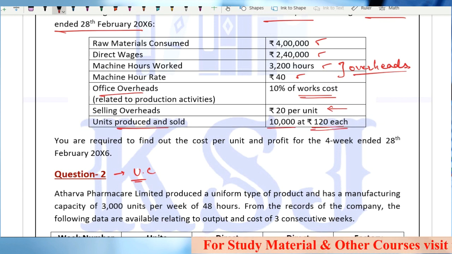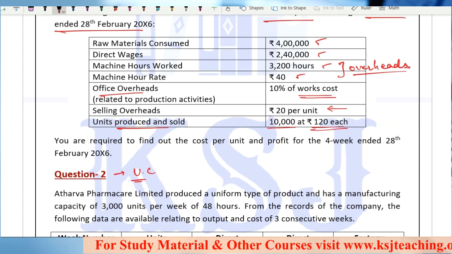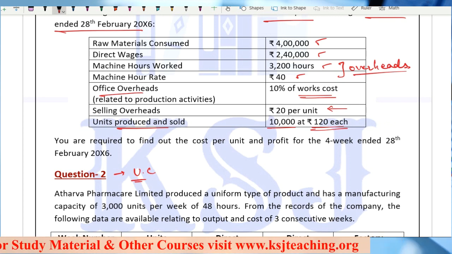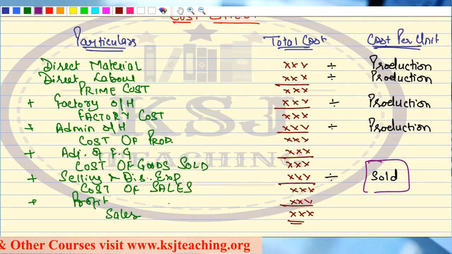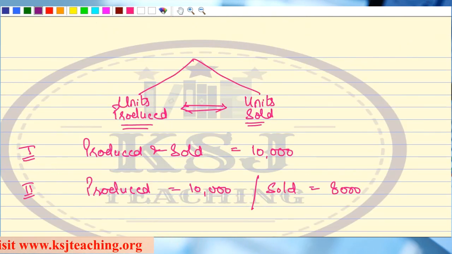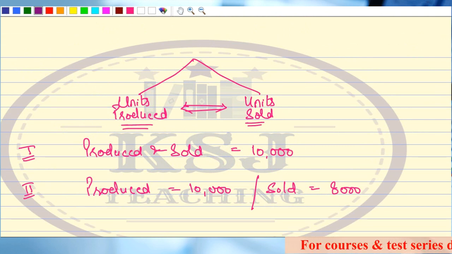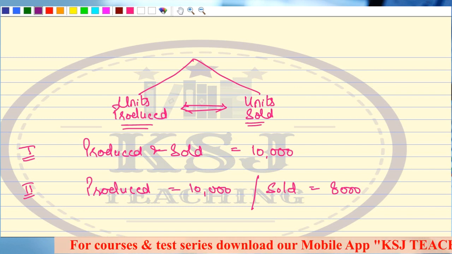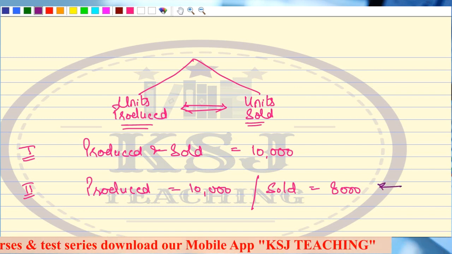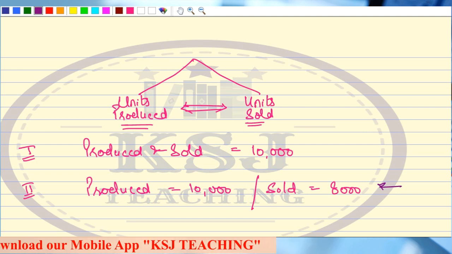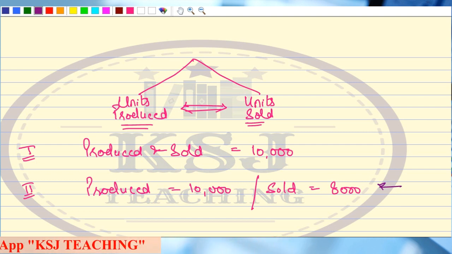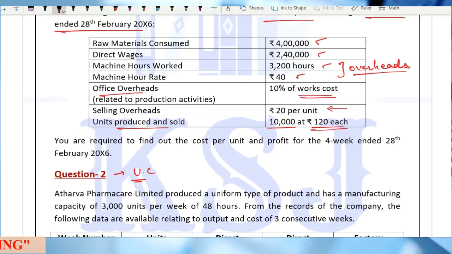Now in this case, units produced and units sold are the same. That is why I told you in the last lecture also that units produced and sold can be the same, and they can be different also, and in case they are different, you have to be careful. So in this question number 1, the units produced and sold are the same, that is 10,000.